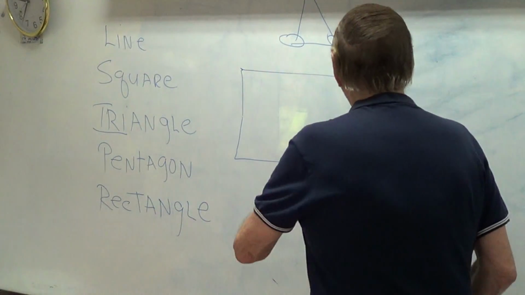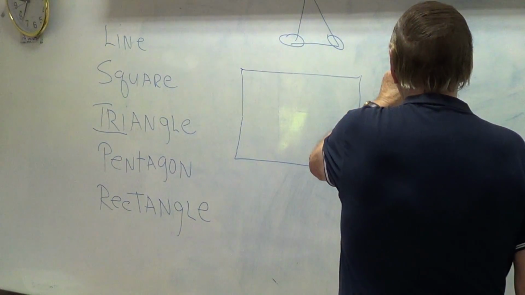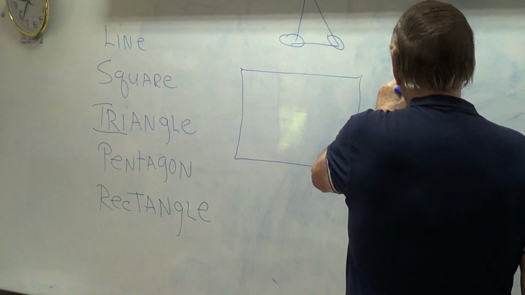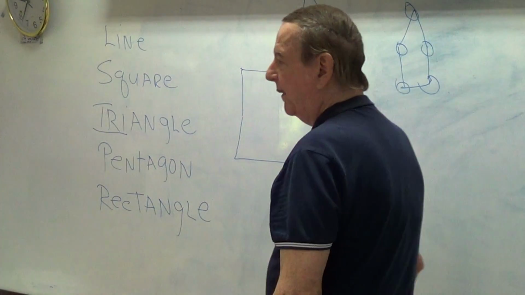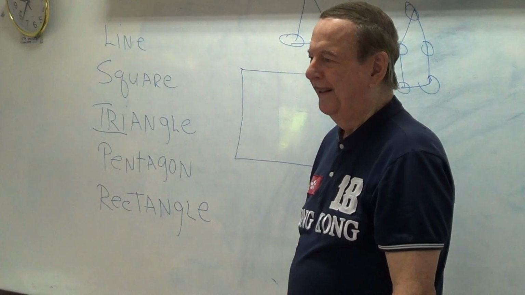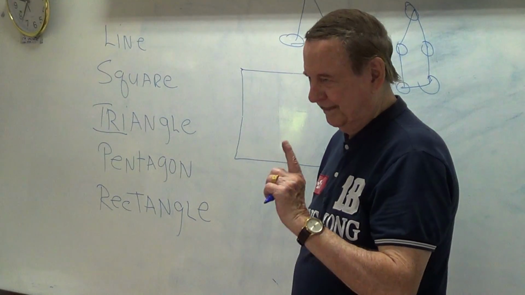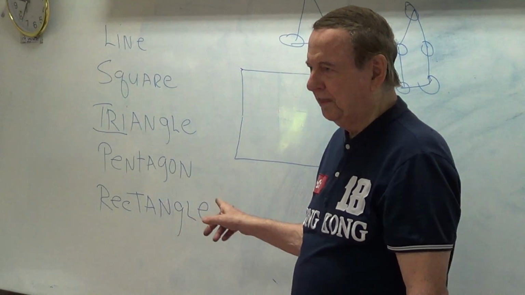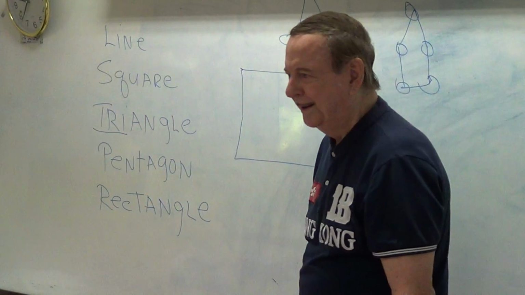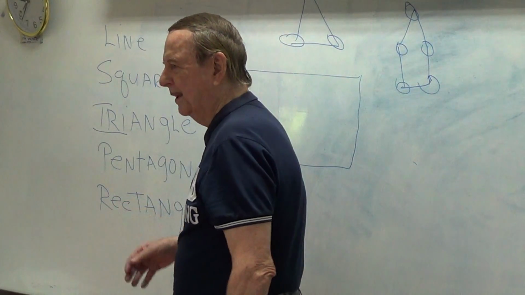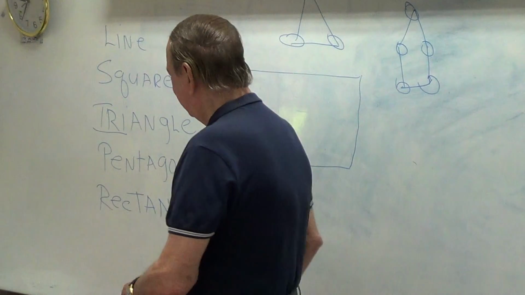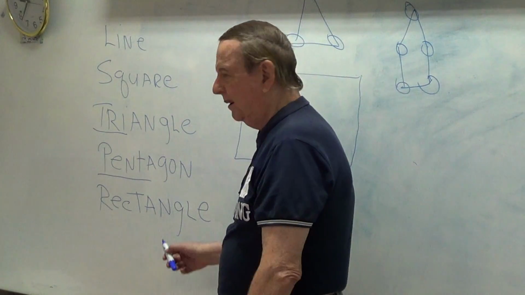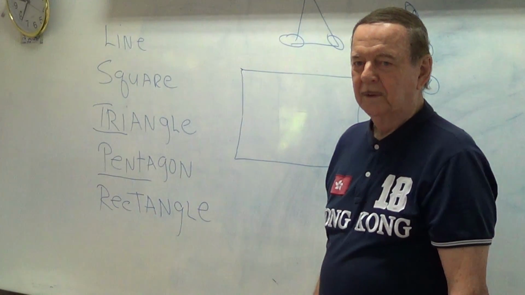More or less. Something like that. 1, 2, 3, 4, 5. 5-sided. Why do they call the building in America the Pentagon? I'll explain that in a few minutes. But for the moment, it's a 5-sided figure, a pentagon, and a rectangle.